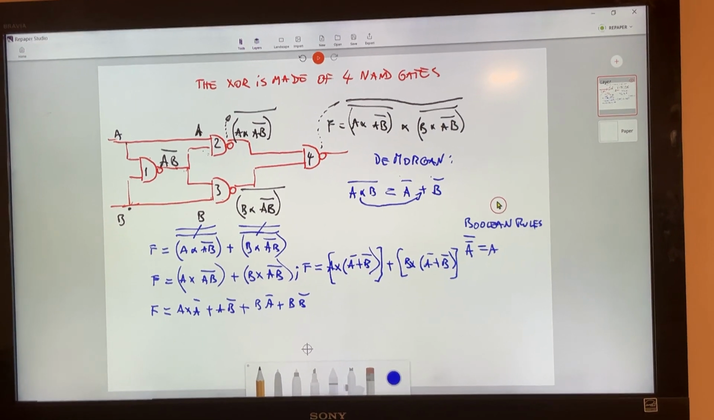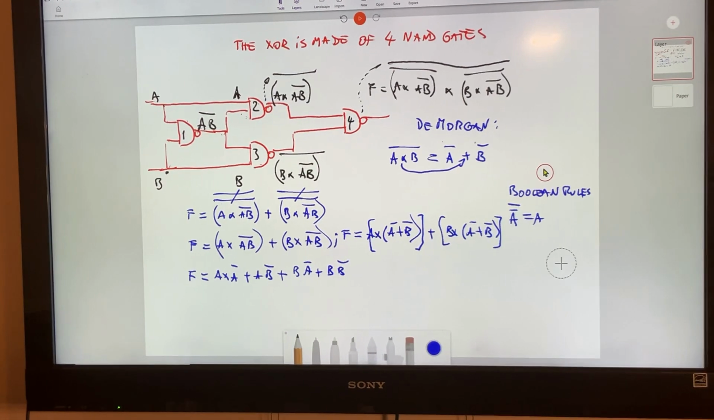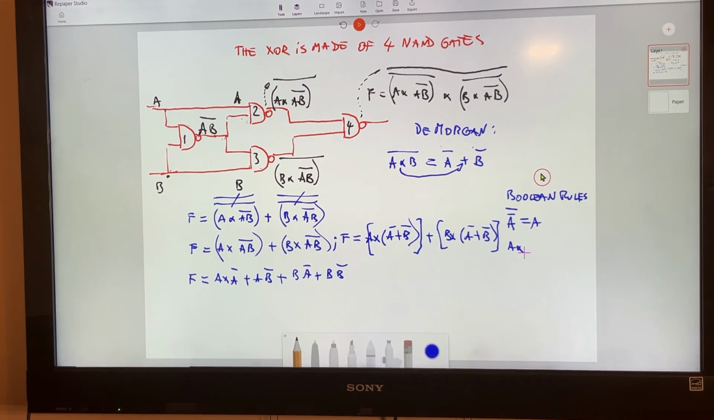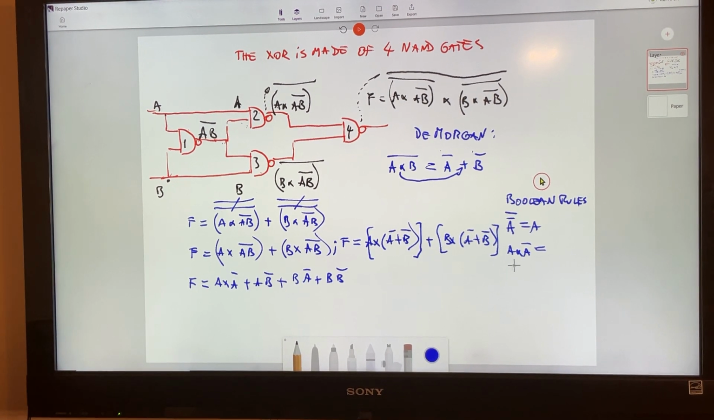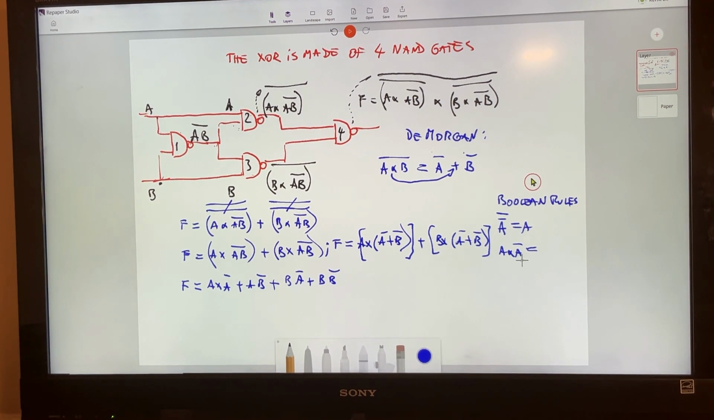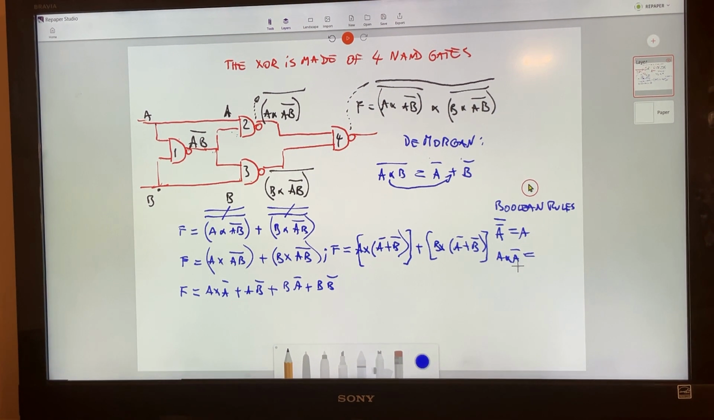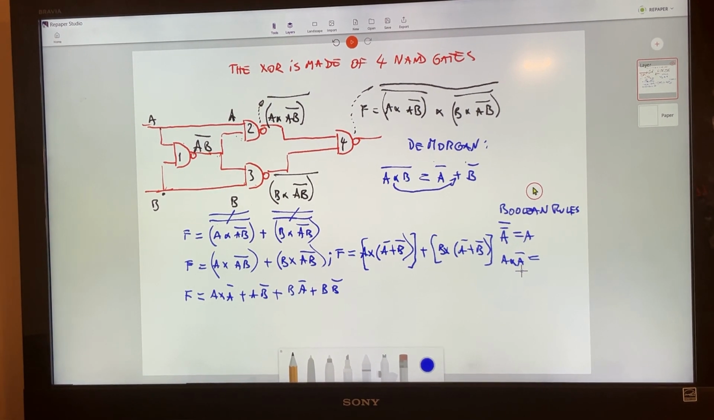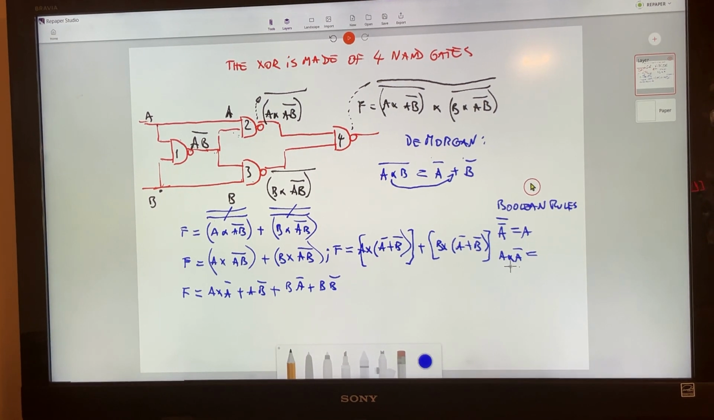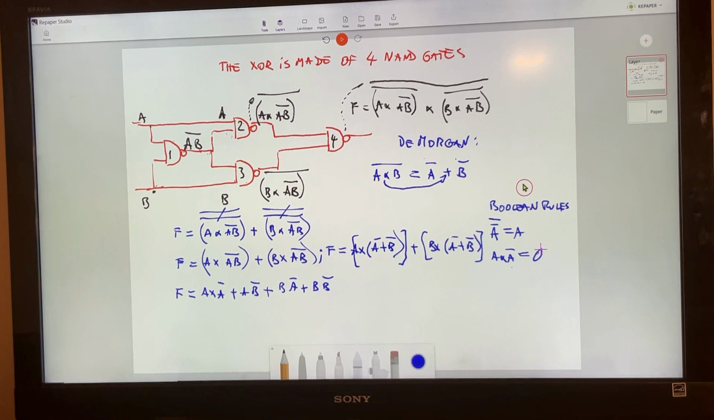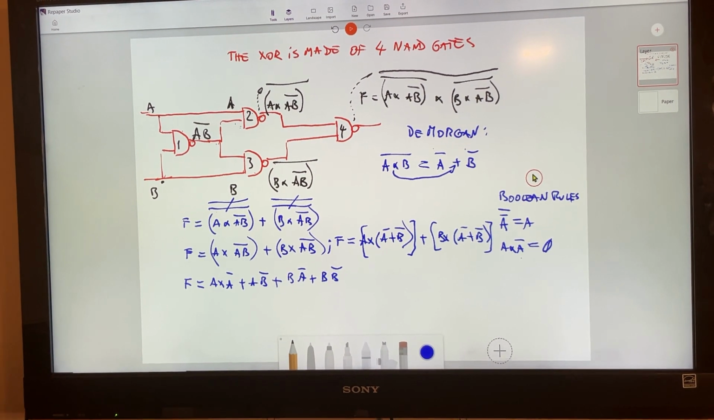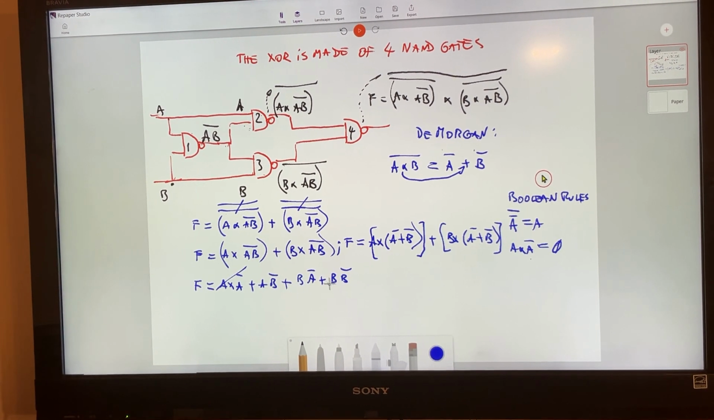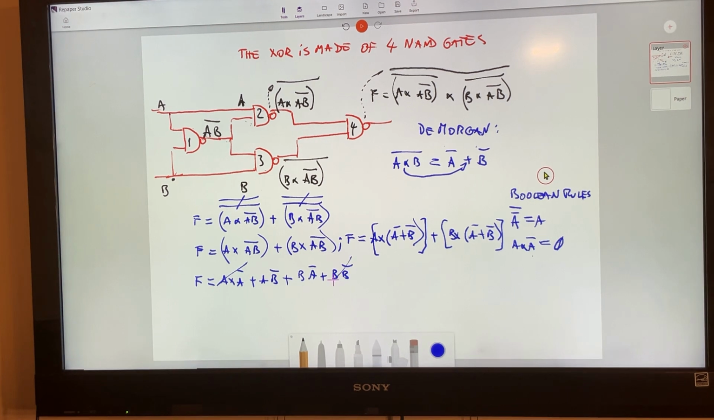But now we're going to face something very interesting, another Boolean rule I'm going to write over here. What is A times A bar? If A is 0, A bar is going to be 1. 0 times 1 is 0. If A is 1, A bar is going to be 0. So 1 times 0 is 0 again. So anytime you have something like that, any letter times its opposite, the result is always a big 0. So A times A bar here, they disappear. And the last one here, B times B bar, they disappear.